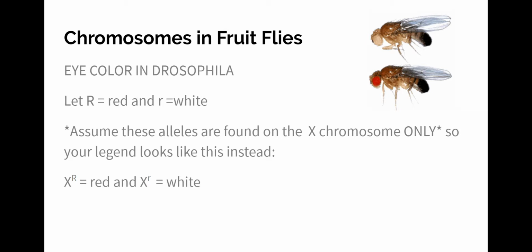We still are using our dominant and recessive letters, big R and little r. However, because we're saying that they are located on the X chromosome, we have to also put the X in front. The X lets us know it is sex-linked and it is found on the X chromosome. We don't change the dominant and recessive letters. We still leave big R and little r, but now we just attach it to the X chromosome.